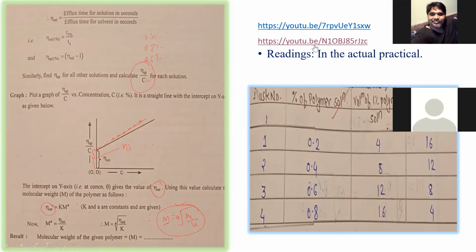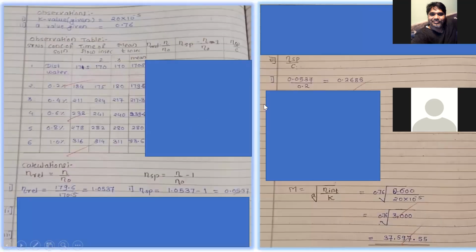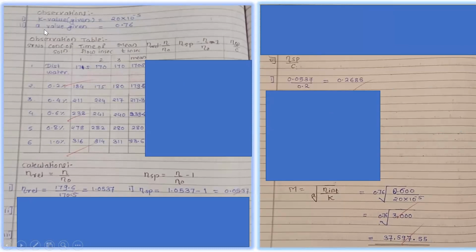Okay, and here we just see the k value is given, that is 20 into 10 raised to power minus 5, and a is the constant, 0.76. Now this k value and a value are different for different polymer solutions and different for different temperatures.